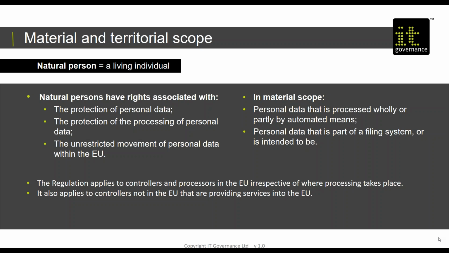Within scope is any personal data that's processed wholly or partly by automated means, and any personal data that's part of a filing system or is intended to be. Filing systems, of course, obviously include paper data and any other form of traditional methods of holding and processing data. Automated means is any information technology or similar system or any automated method of processing.